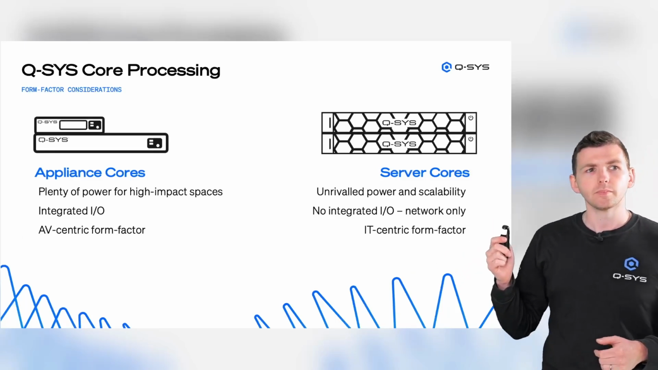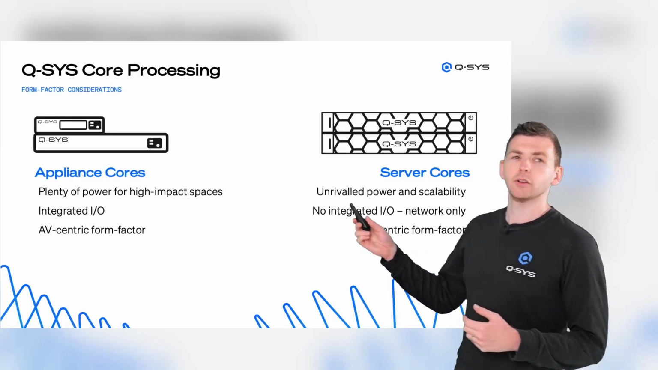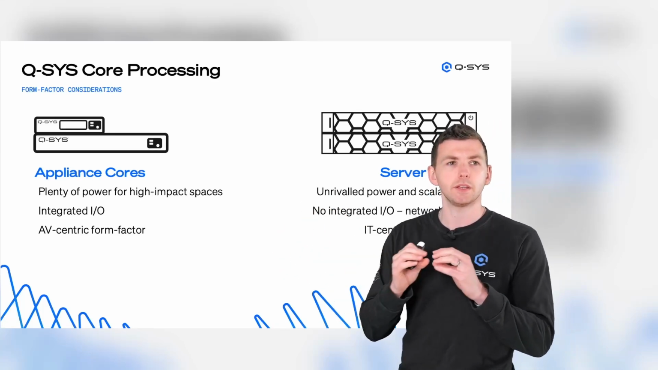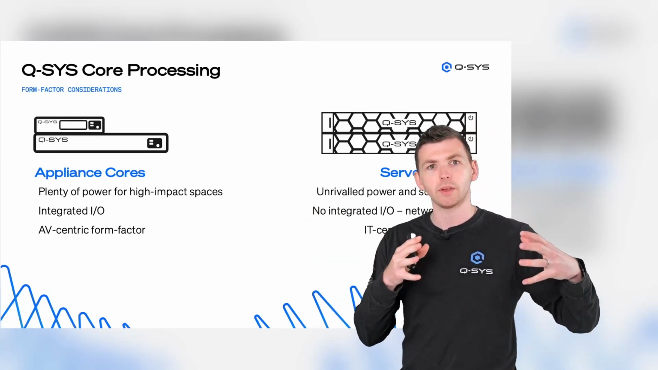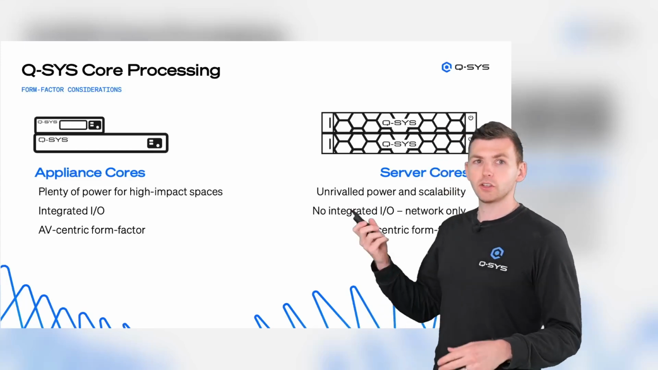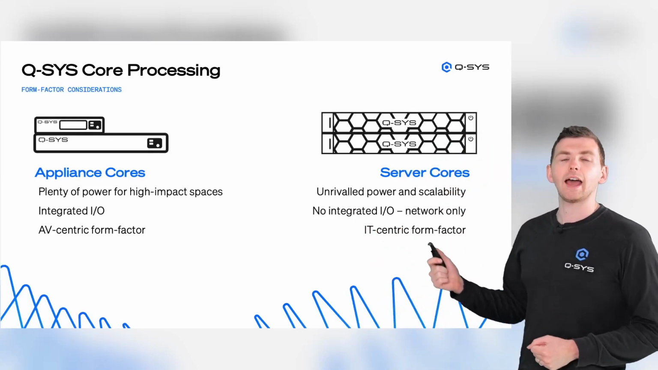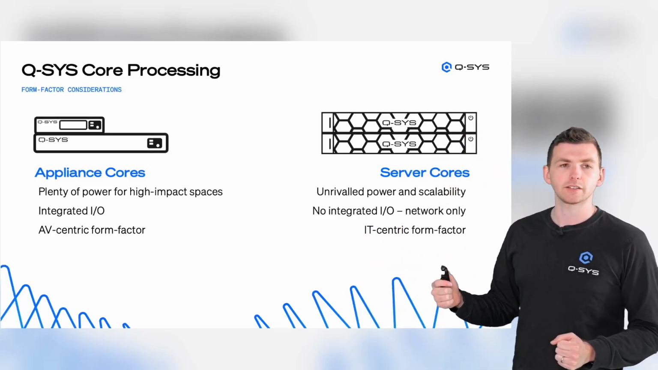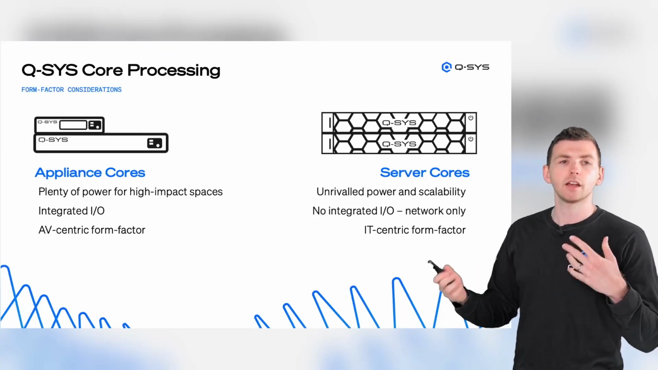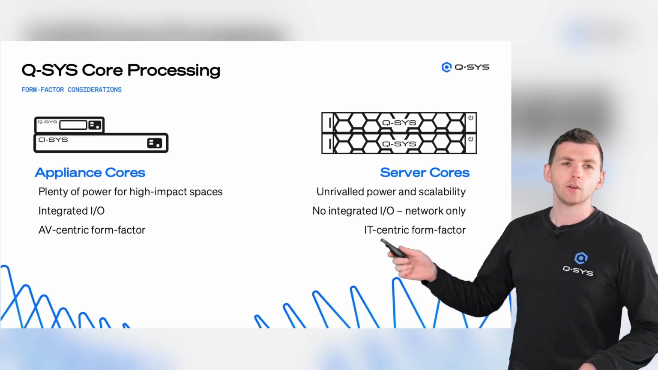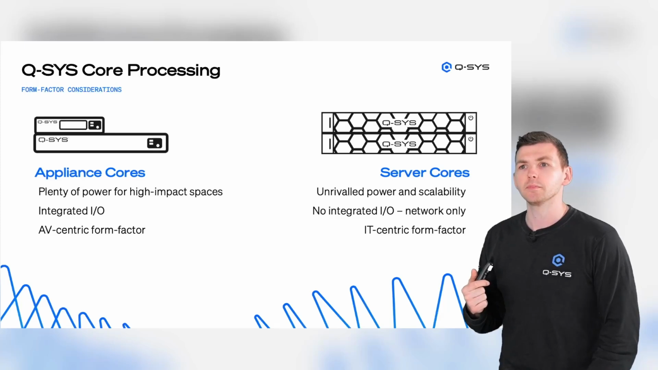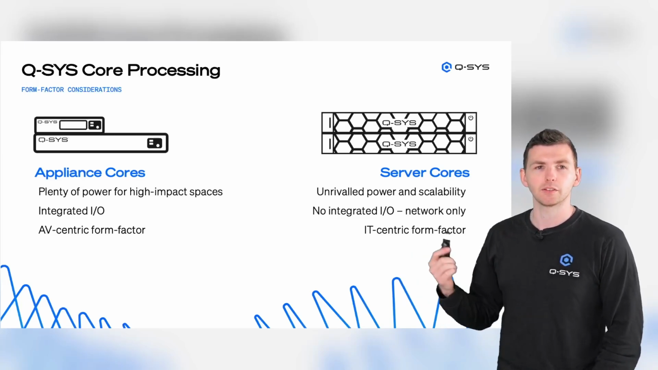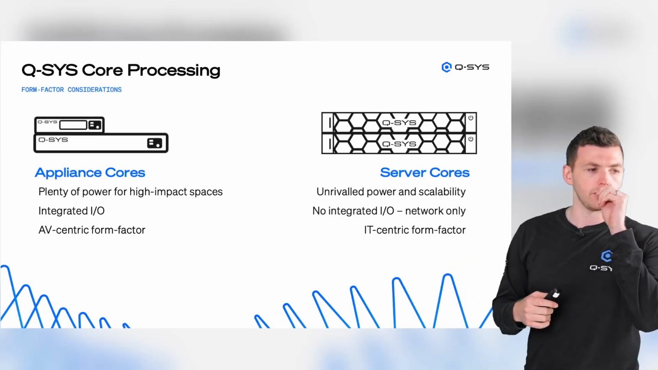And an AV-centric form factor on the appliance core. So they're designed to be rack-mounted, they're designed to be going into maybe a smaller space. The server core's usually going to be bigger, and they have what we'd call an IT-centric form factor. So they're going to be deeper, designed to go into comms cabinets, and also they're going to have maybe features like redundant power supplies that you typically find on larger pieces of hardware.